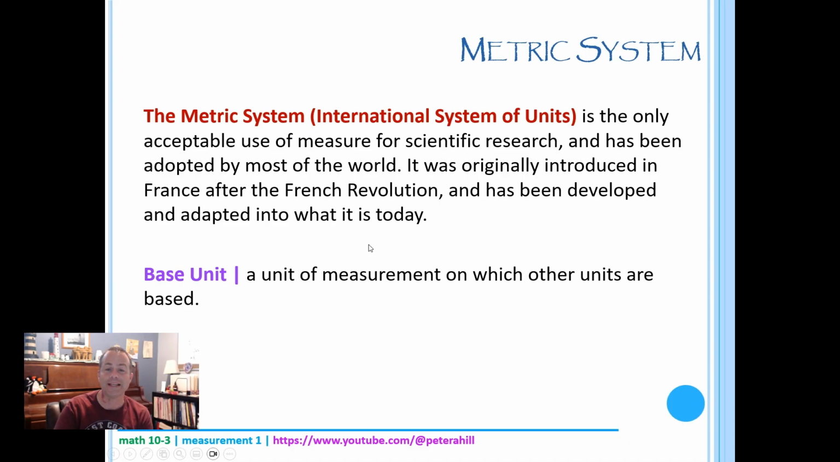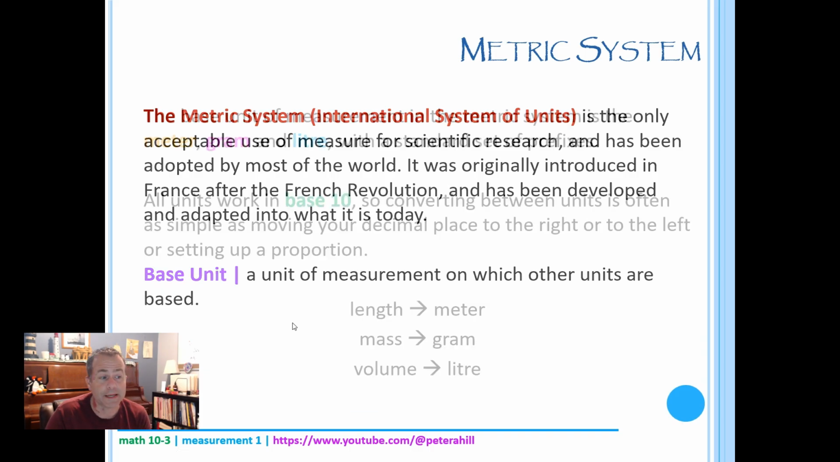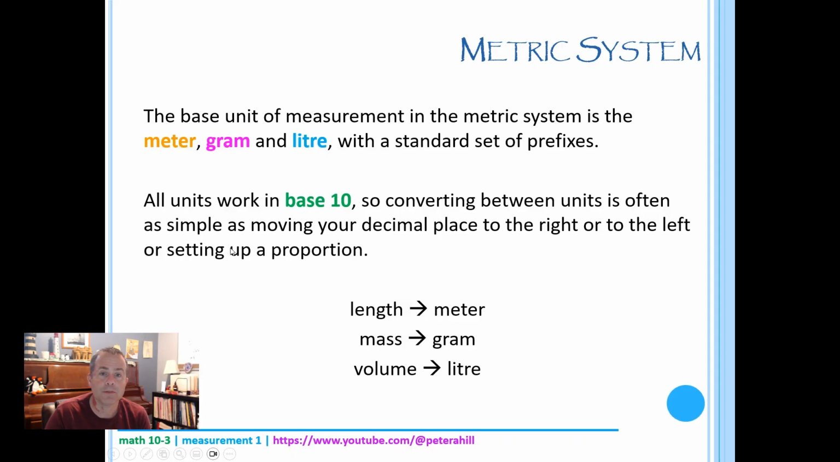Now, the base unit, we can talk about length, we can talk about volume, or we could talk about mass, okay? And so the base unit is a unit of measurement on which all the other units are based. So for length, we have a meter. For volume, we have a liter. And for mass, we have a gram. Those are all of our base units, okay? So the base units of measure in the metric system are the meter, the gram, and the liter.